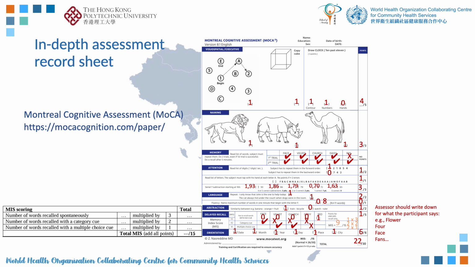Next, we come to the orientation. Mark whether the participant can correctly tell you the date, place, and orientation details. And finally, when you finish, sum all domain scores to generate the total MoCA score.